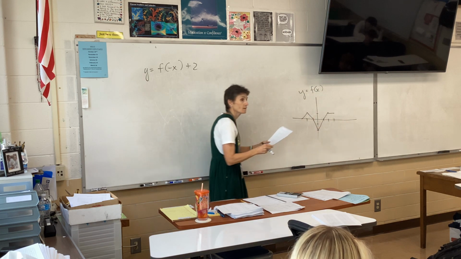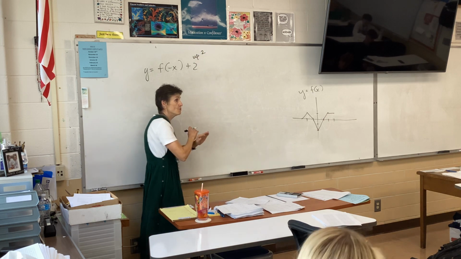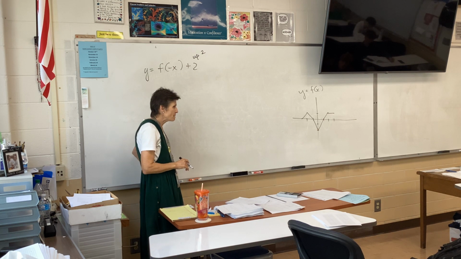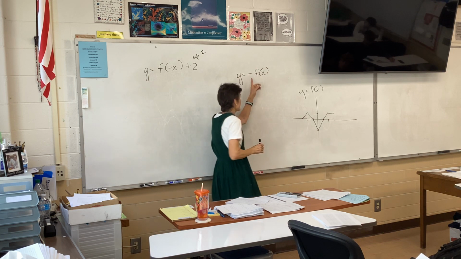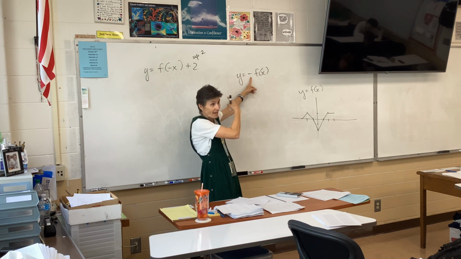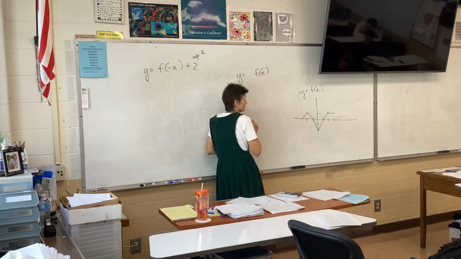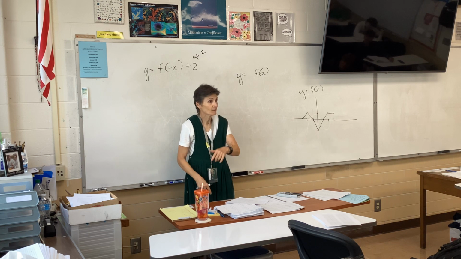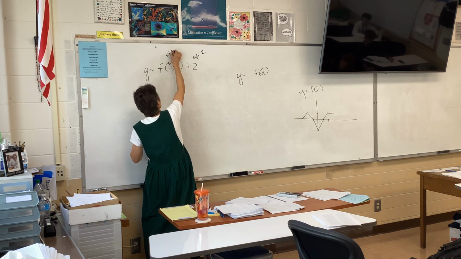What did you say? Is it up 2 and upside down? It's definitely up 2. No question about it. Negatives always mean flips. But there's a difference between a negative outside, that's upside down. A negative inside is a flip, but it's not a flip this way, it's a flip this way. So this is a sideways flip.